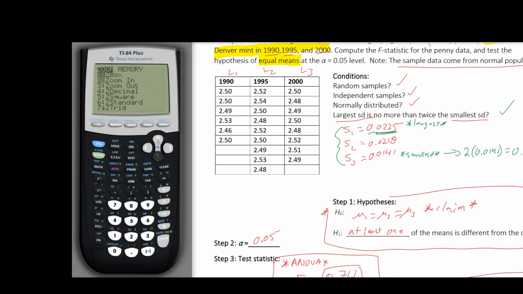And from here, we're going to go all the way down to where it says ZoomStat. This should be the 9th option here. And I believe that's all you need. Okay, yeah, there we go.